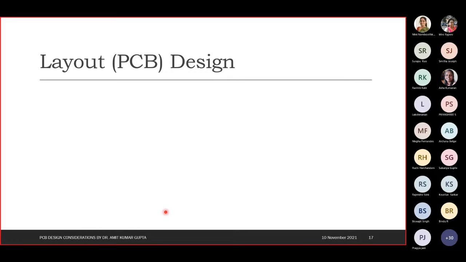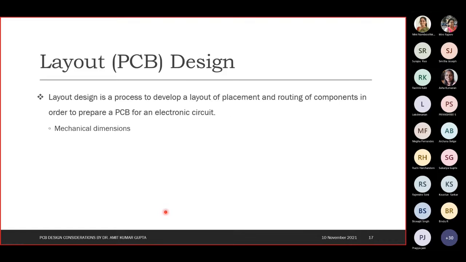Okay, so from this point onwards, I'll just start layout design. Layout design is a process to develop a layout of placement and routing of components in order to prepare a PCB for an electronic circuit. First of all, it gives us a mechanical dimension that is available. This is my PCB size.